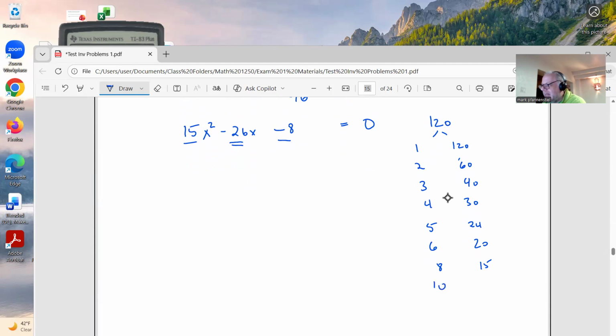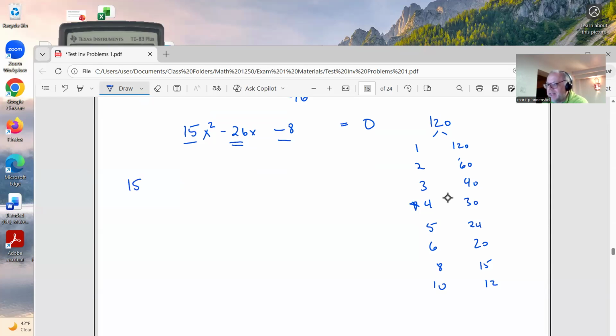We have a 10 and 12. Yeah, I think that's all of the little factors we have here. I want the difference to be 26. And I'm looking at this 4 and 30 and thinking that's probably a good difference that I'm looking for. So let's go ahead and try this out.